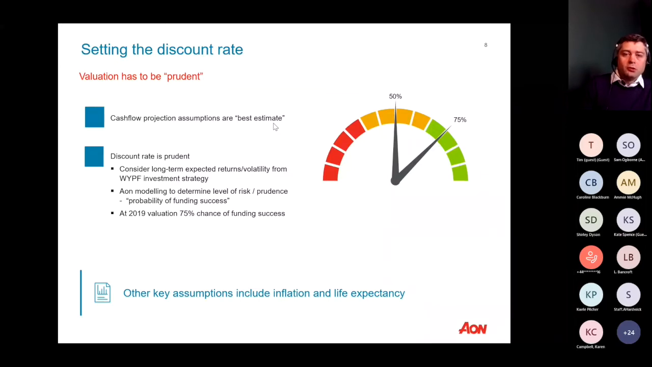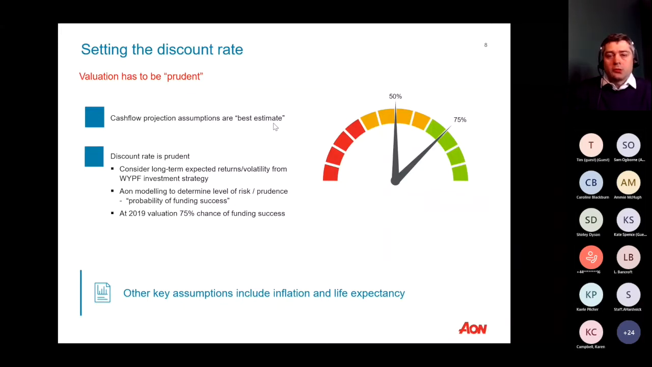However, as mentioned, we need to allow for prudence, and as a fund, you don't want to be in a position where you only have a 50-50 chance of being able to pay benefits for members of the scheme. So we look at a number of different scenarios with varying probability of funding success. Having considered those scenarios, the fund opted to adopt a 75% probability of funding success at the 2019 valuation, which means that based on our calculation, there is a 75% chance of having enough money to meet the benefits in future, whilst also keeping contributions affordable for employers.